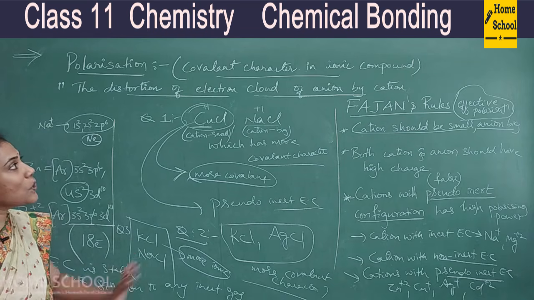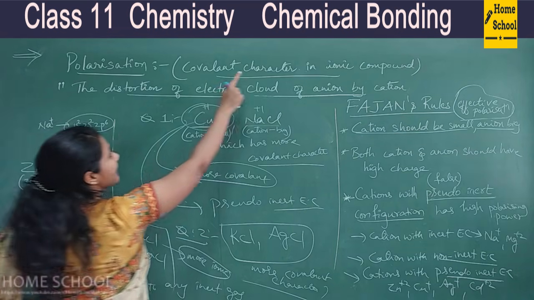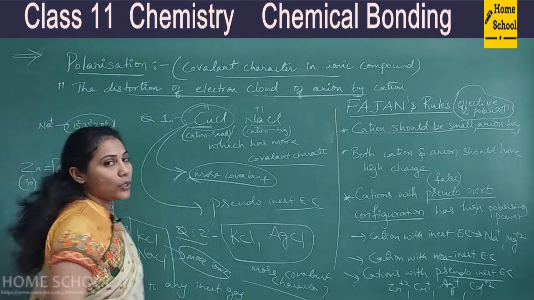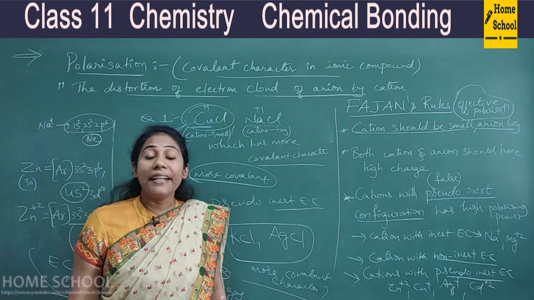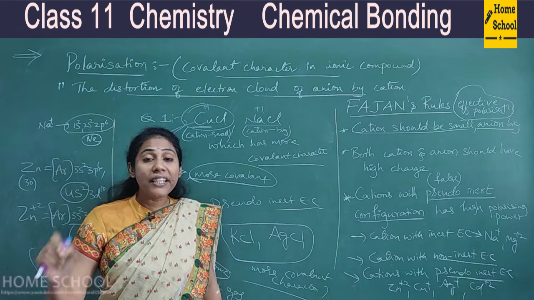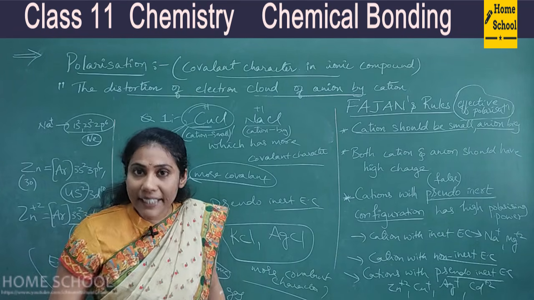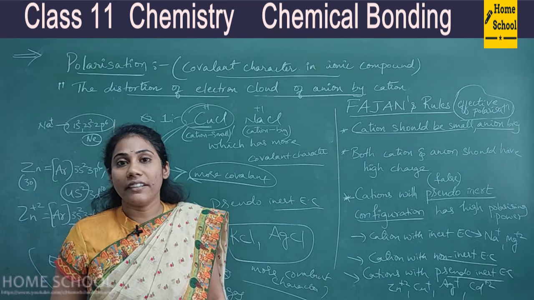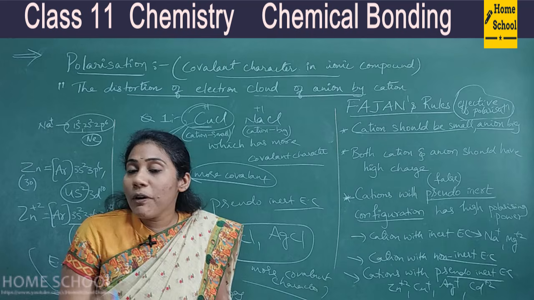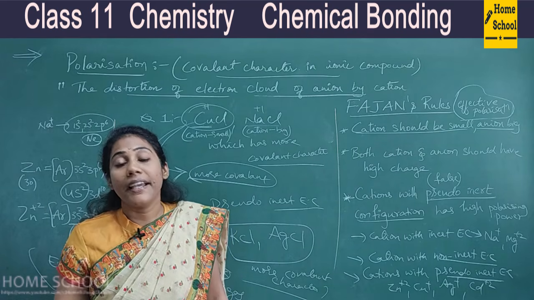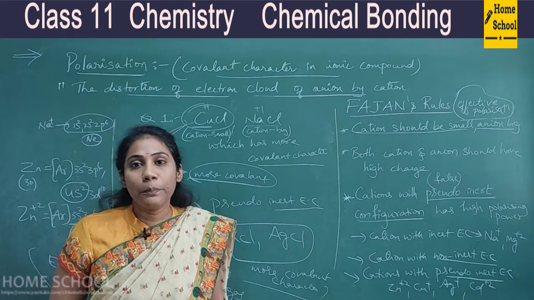Okay, so that is all about covalent character in ionic compounds. I mean, the entire thing about polarization. Now we will go to another aspect. Every covalent compound has ionic character, isn't it? So how do we decide that ionic character? That is with the help of a concept called dipole moment. So let us understand everything about dipole moment.